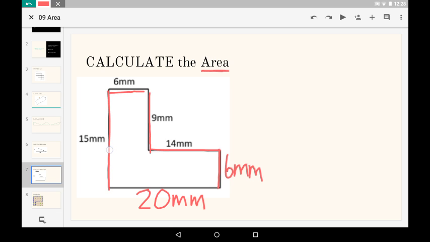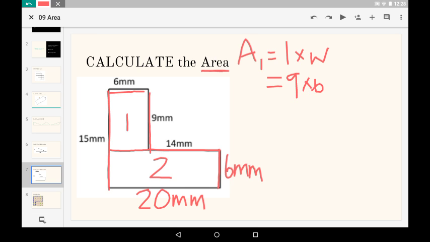So I'm going to split it like this time. So I'm going to call this number 1, and I'm going to call this number 2. So what I need to do is figure out the area of number 1. So put a little 1 beside the A to mean area 1. And that's a rectangle, so it's length times width. The length of it is 9, and the width is 6. So I get 54 millimeters squared. Now area 2, the length is 20 and the width is 6.